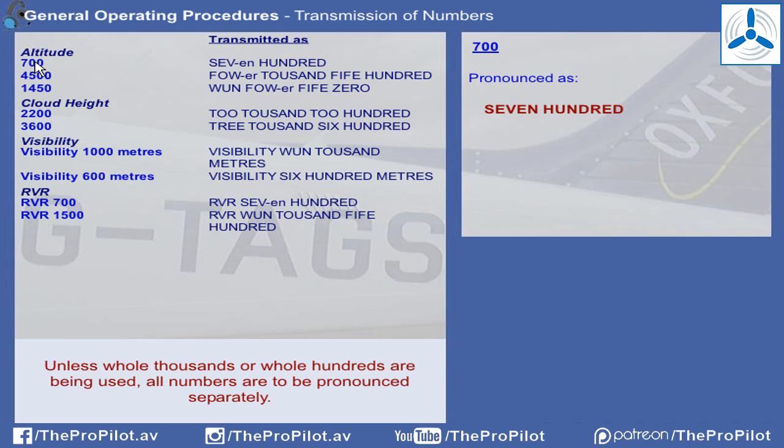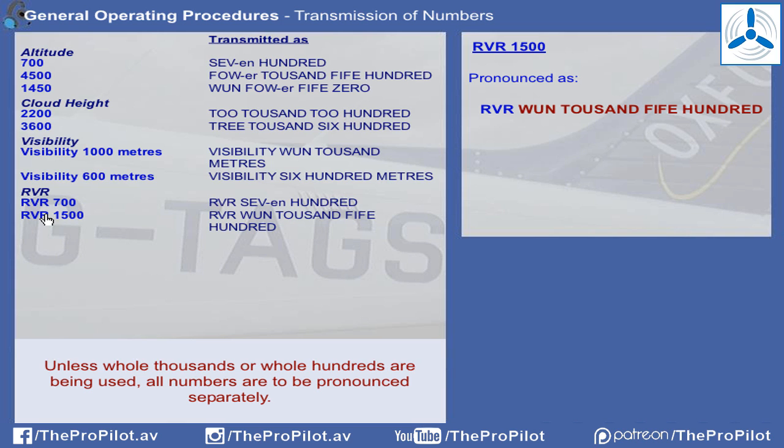700, 4,500, 1,450, 2,200, 3,600. Visibility 1,000 meters. Visibility 600 meters. RVR 700.